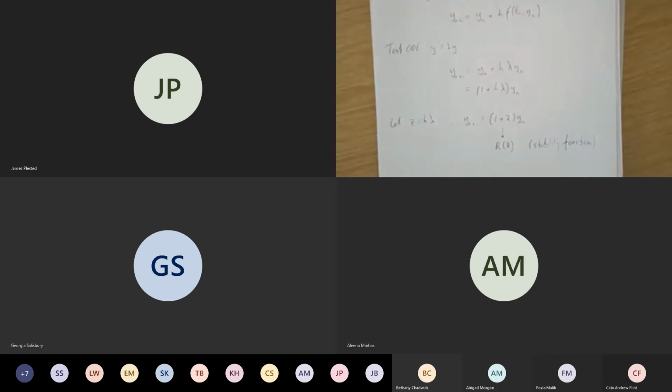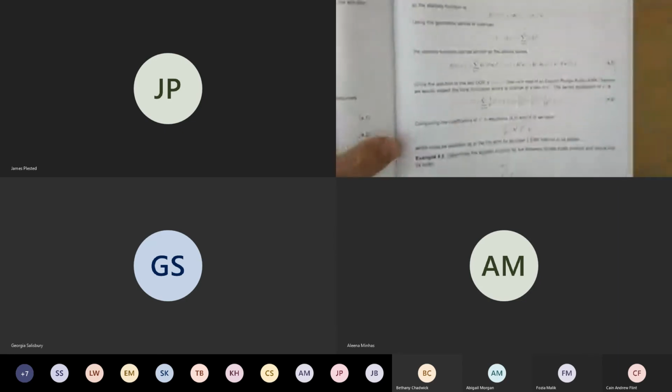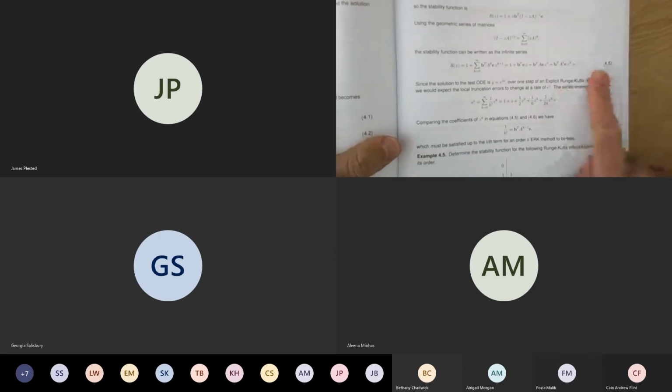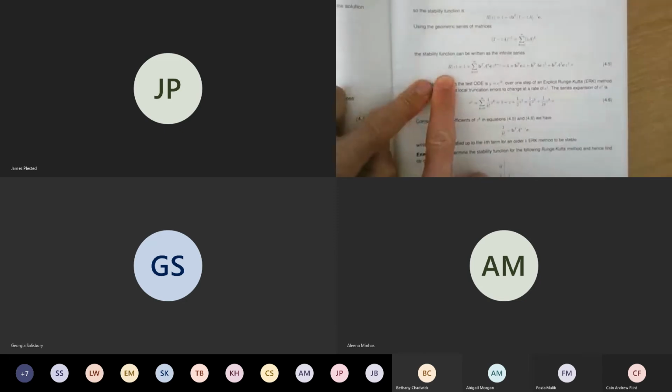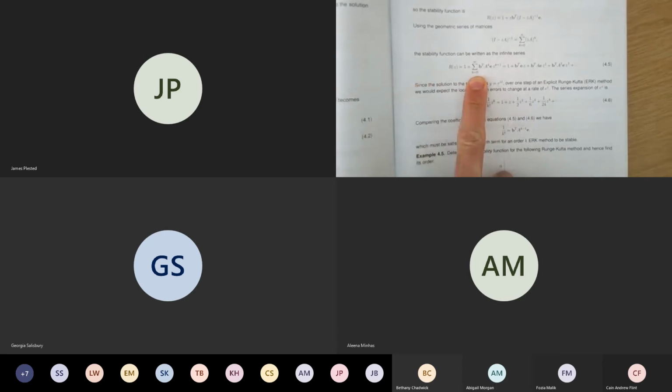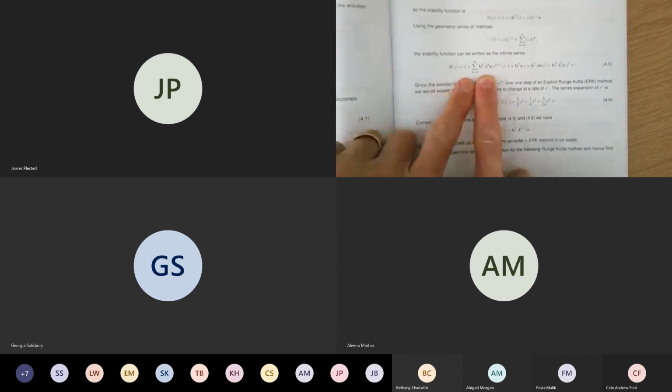I'm just going to switch back to the notes. Actually, I'm going to bring the notes in. I've got the hard copy here. For the explicit Runge-Kutta method, on page 43 of the notes, I've got equation 4.5. This is the stability function of an explicit Runge-Kutta method. So implicit and explicit methods are different. For an explicit method, this is our stability function.